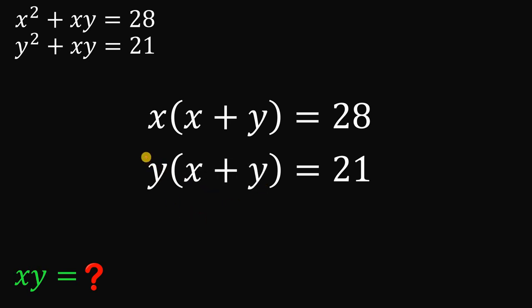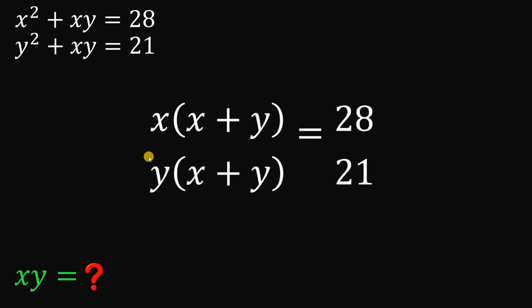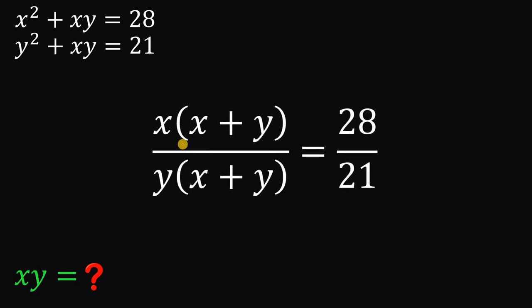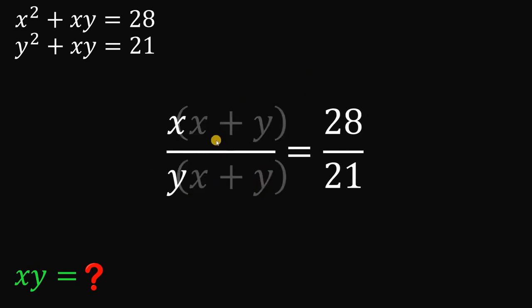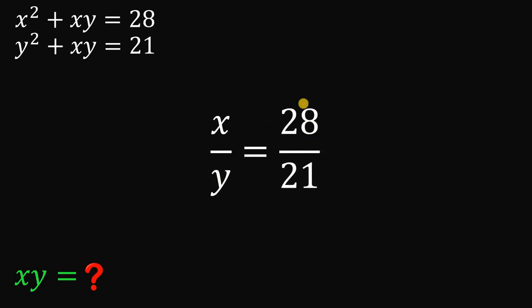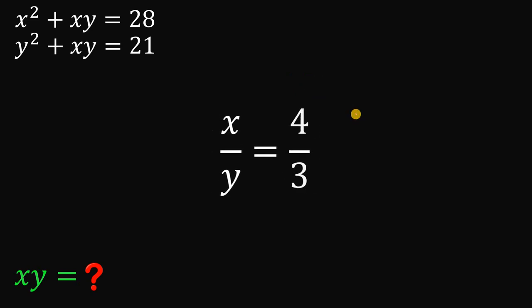Now what we're going to do is divide these two equations like this. Take note that we have a common factor of x plus y on the numerator, so we can cancel out the factor of x plus y. So this is simply equivalent to x over y, which is equal to 28 over 21. Now we know 28 is just 4 times 7, while 21 is just 3 times 7. So we can factor out a factor of 7, and this is just 4 over 3.